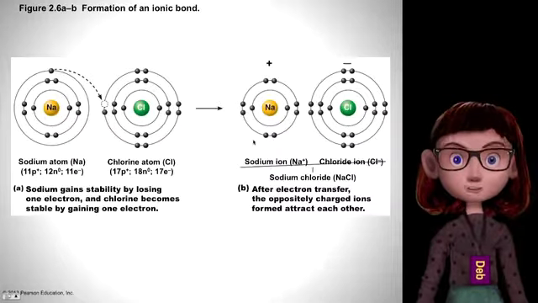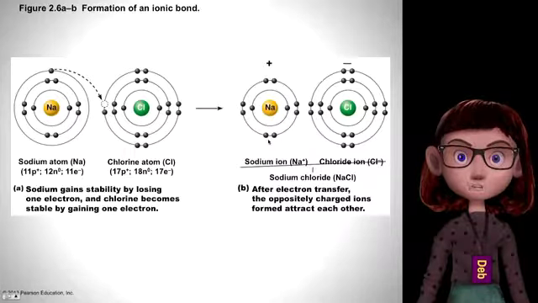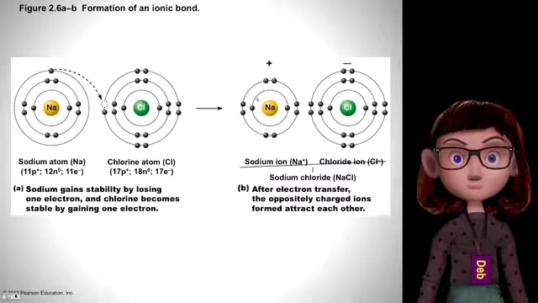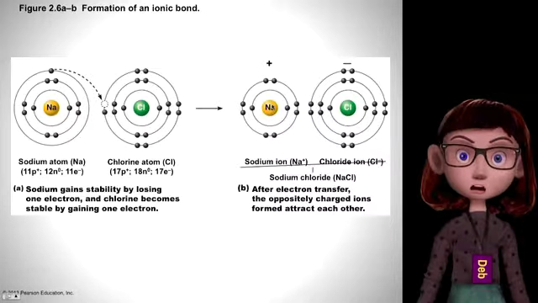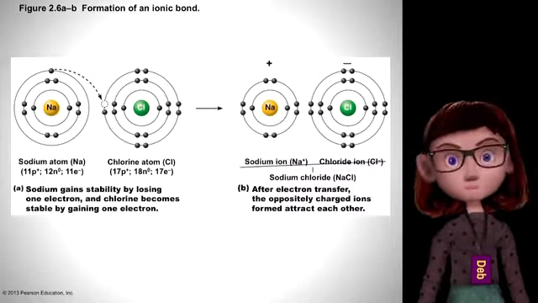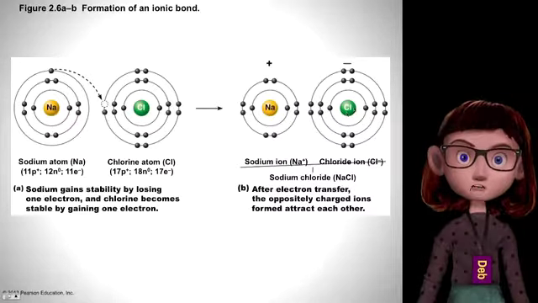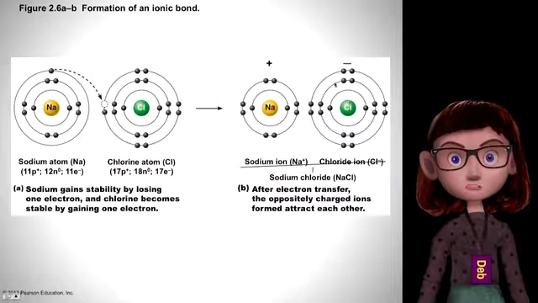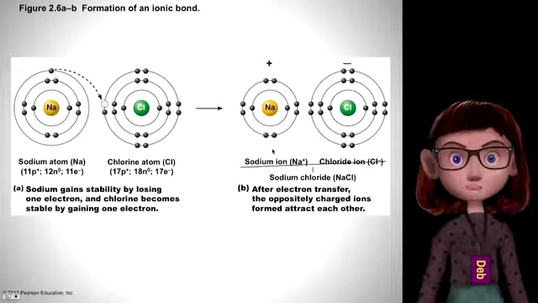After the electron transfer, the oppositely charged ions that are formed are going to be attracting each other. You can see here with sodium, there are still, of course, 11 protons in the nucleus. They don't have them drawn in, but take my word for it, there are 11 protons and only 10 electrons. Therefore, it has a net charge of plus. The chloride ion, which has 17 protons, now has 18 electrons, so it ends up with a negative charge.